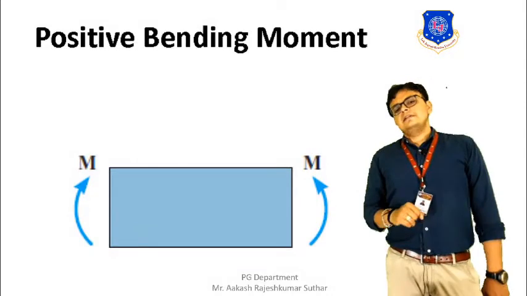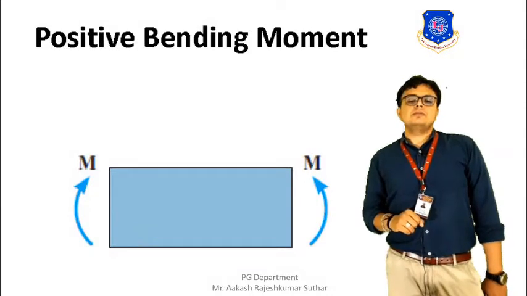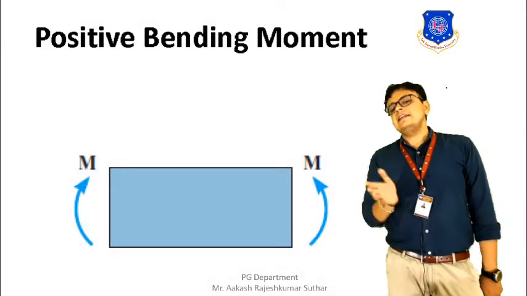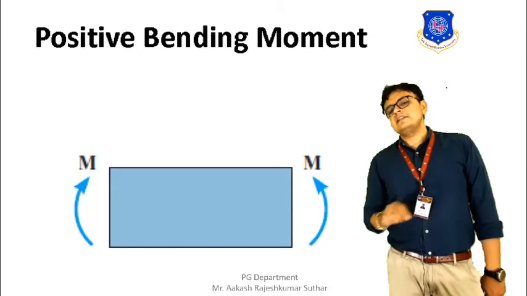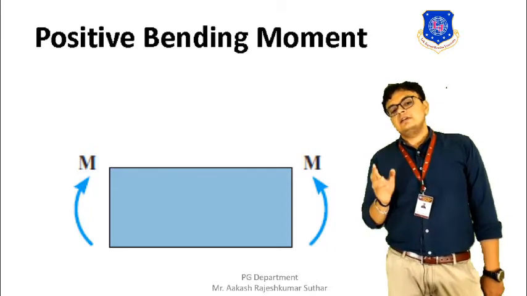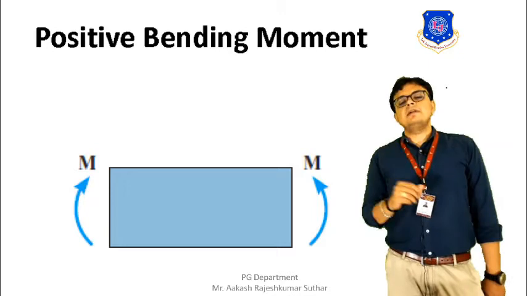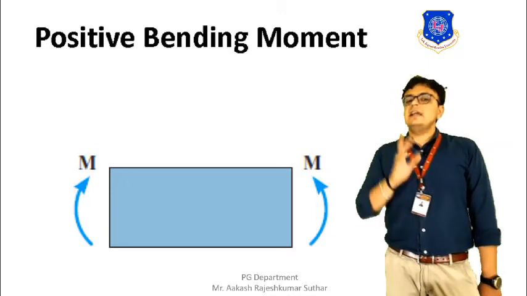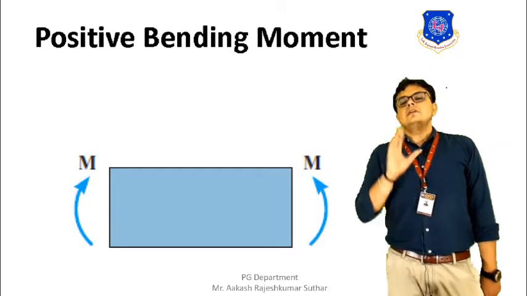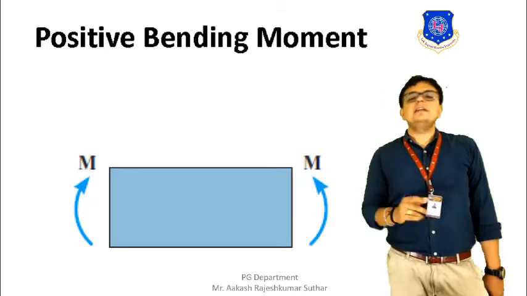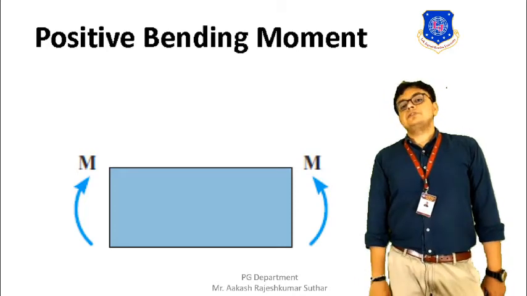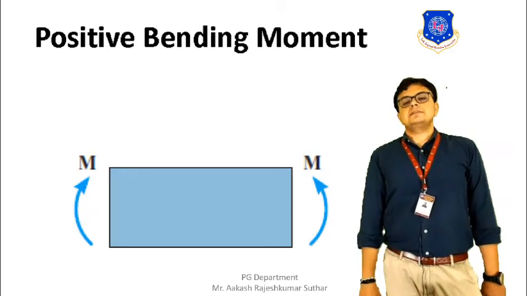And the last thing, that is the bending moment. Whenever on the right hand side the bending moment is anti-clockwise, and on the left hand side the bending moment is clockwise, then such a bending moment is termed to be a positive bending moment.